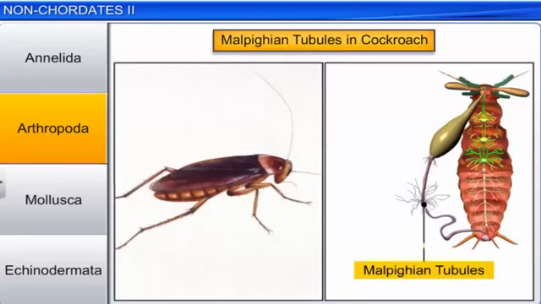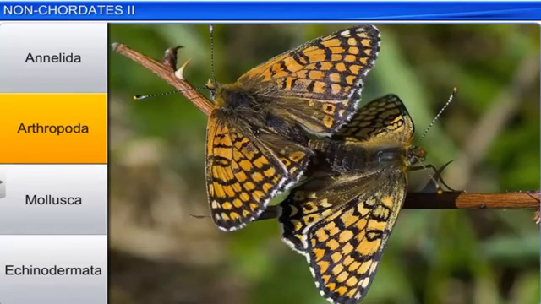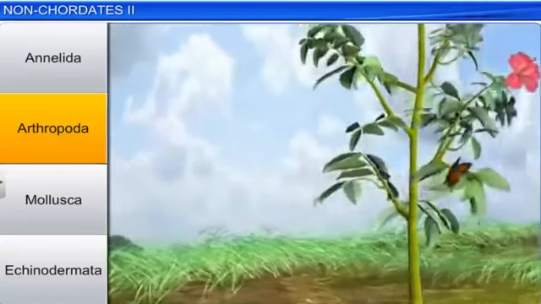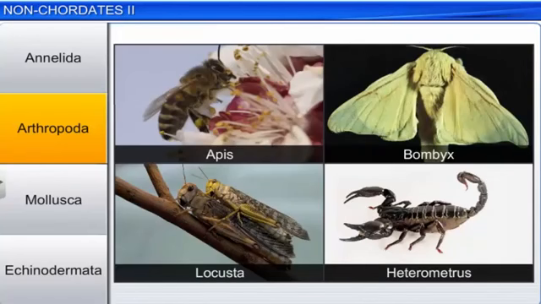The Malpighian tubules in them function as the excretory organs. Arthropods possess sensory organs like antennae, simple and compound eyes, and statocysts. In arthropods, the sexes are separate and fertilization is usually internal. They are mostly oviparous, with direct or indirect development. Some common arthropods are Apis, Bombyx, Locusta, and Heterometrus.